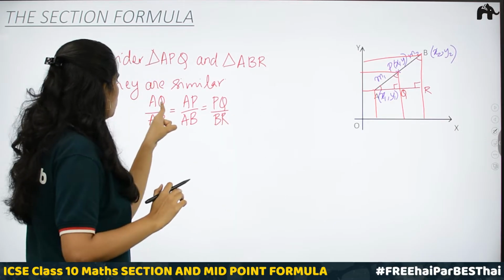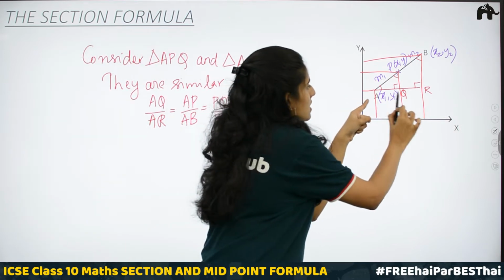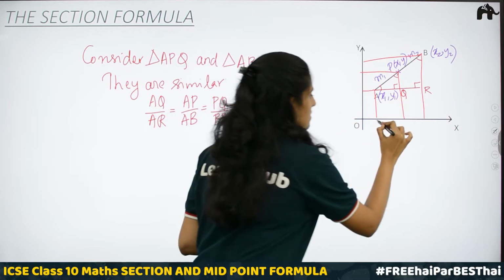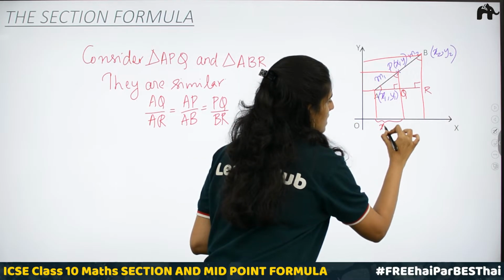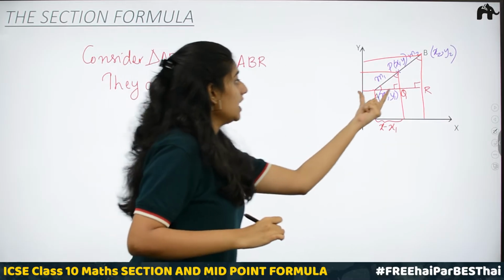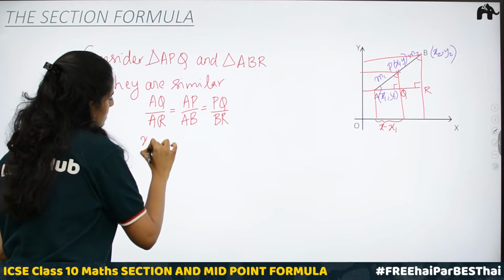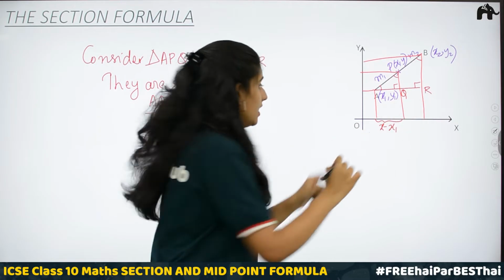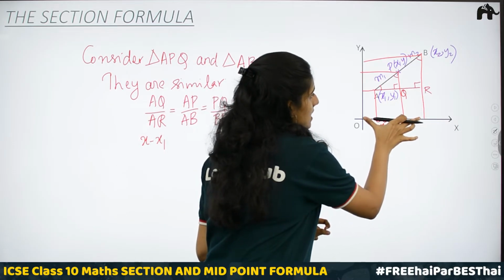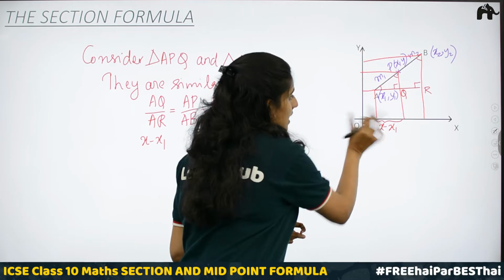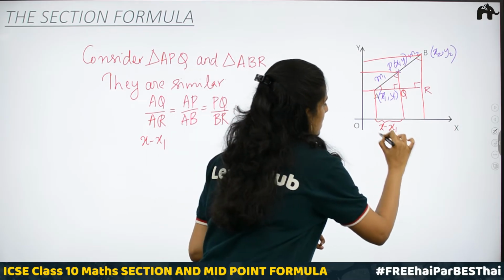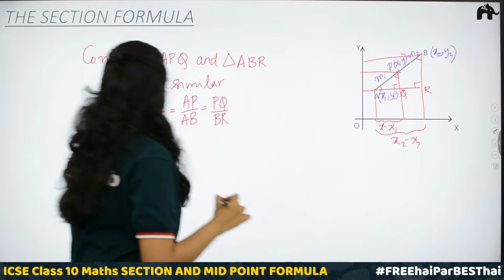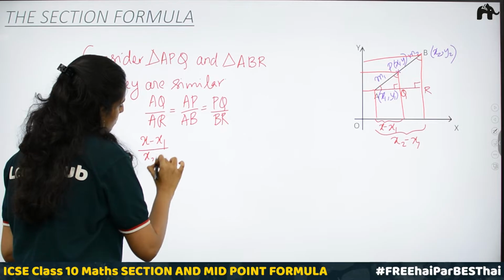Now, AQ by AR. What is AQ? This is AQ. This distance is x and this distance is x1, which means we can write this part as x minus x1, right? We need AQ. AQ is x minus x1. What about AR? This is AR. Here the total distance is x2 and this part is x1, which means this distance will be equal to x2 minus x1. AR is x2 minus x1.